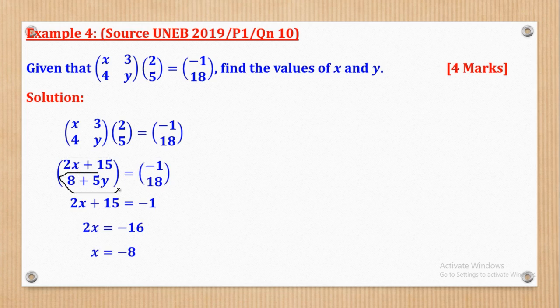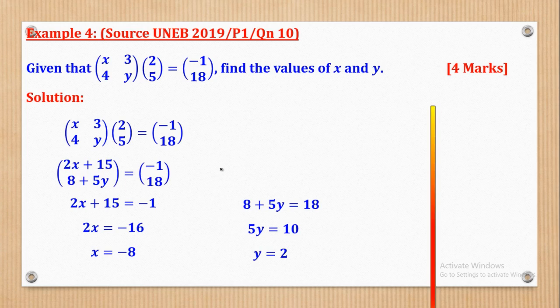Similarly, I know that 8 plus 5y will be equal to 18. So I write that 8 plus 5y equal to 18. Then I simplify to come up with 5y equal to 2. When I divide both sides by 5, I come up with y equal to 2 over 5. So now we have the values of x and y, and basically that's what they wanted.